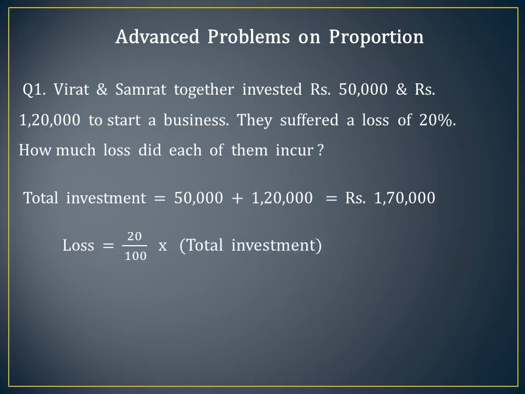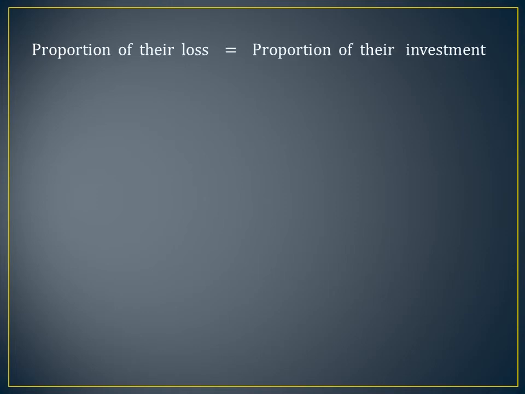Now the loss is 20%. So loss is on the overall investment. So that will be 20 upon 100, which is the loss percentage, into the total investment, which is 1,70,000. So that gives us rupees 34,000 as the total loss. Now each person's loss obviously will have to be calculated in relation to what was their proportion in the investment, or in other words you can say what was their share in the total investment.